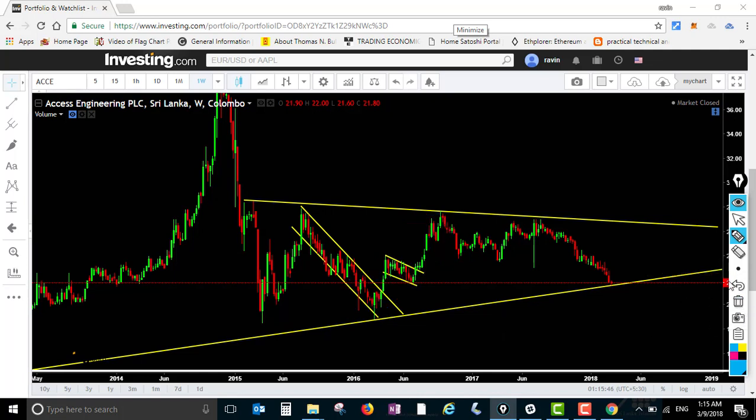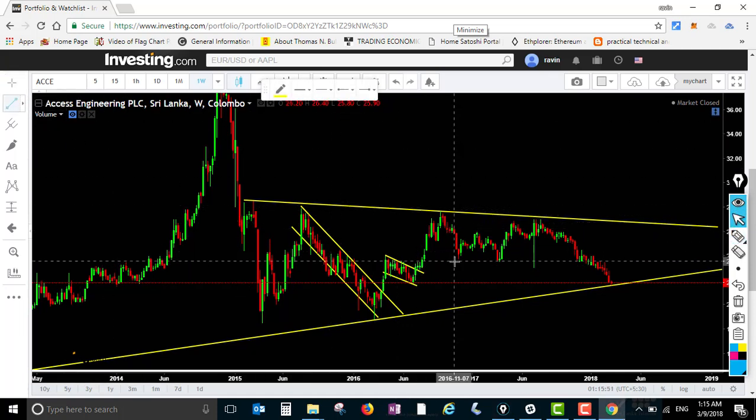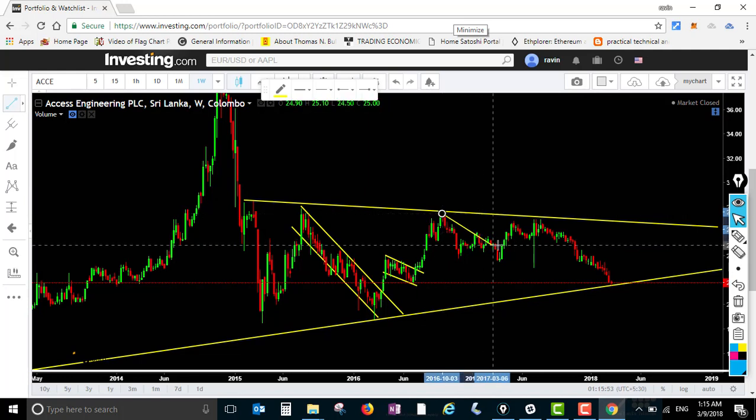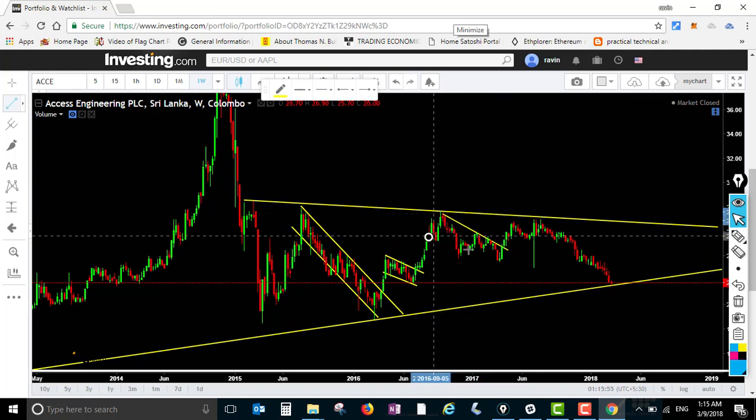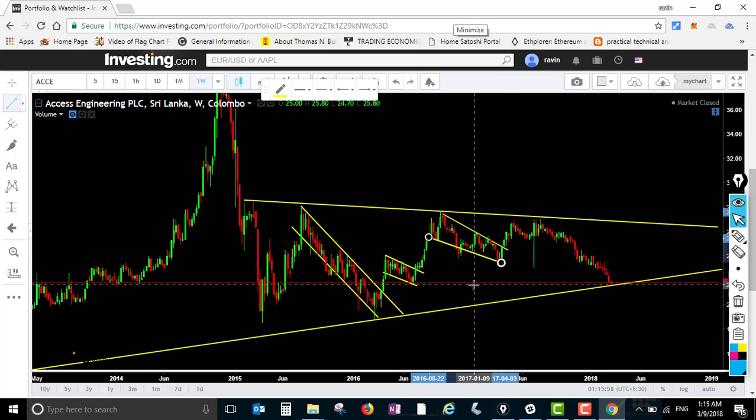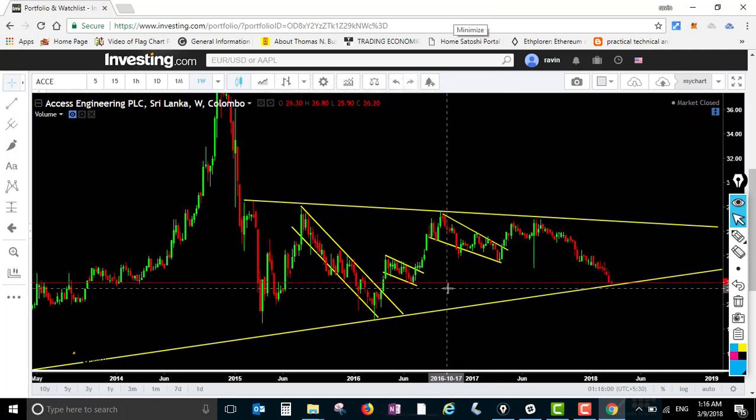Now I'll try to draw some further patterns within this channel. Here again you can see another pattern, a kind of a flag or pennant. Here also again what happened, it continues here, a flag here, continues here, again a flag, and again the price continues, right? So what happened after that?